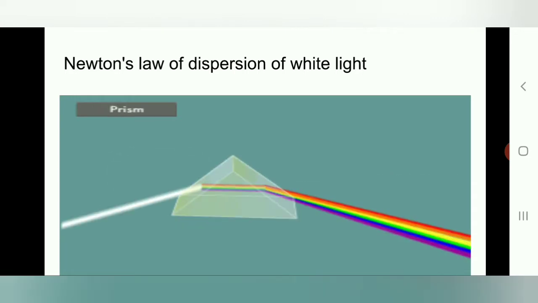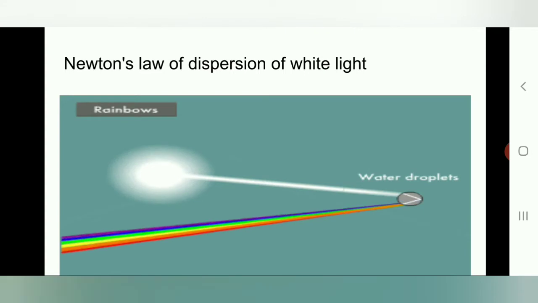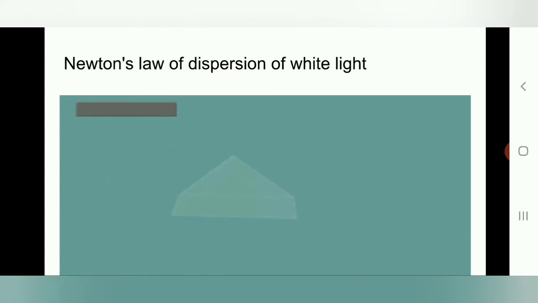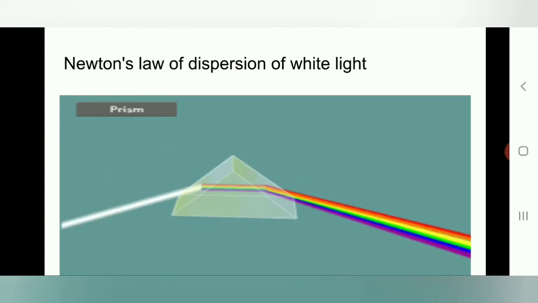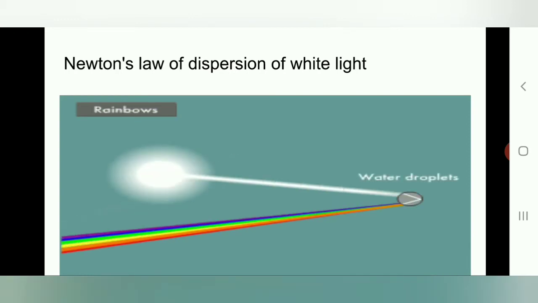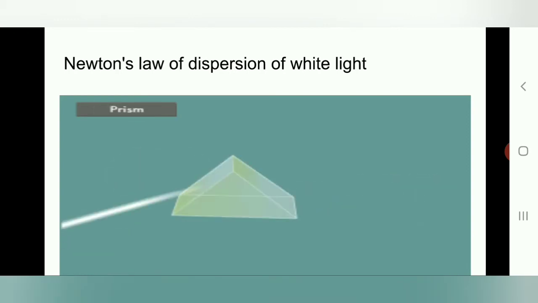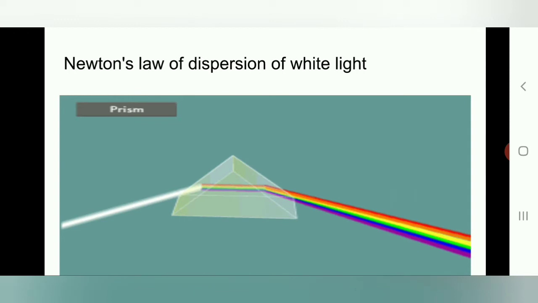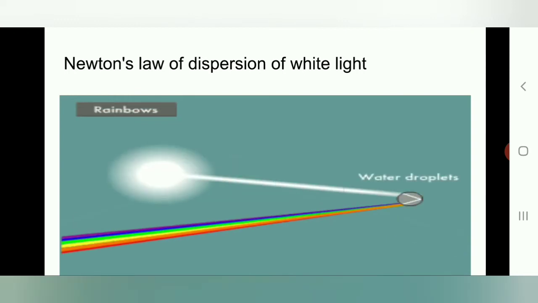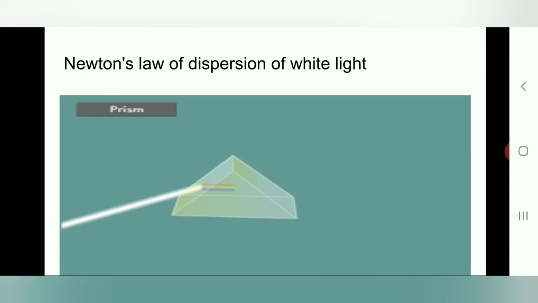To investigate it further, he performed another experiment with the prism. So what was that experiment? Newton allowed the white light from the sun to enter a dark room through a small aperture in the window and placed a glass prism in the path, and he only allowed one ray to enter through that prism.